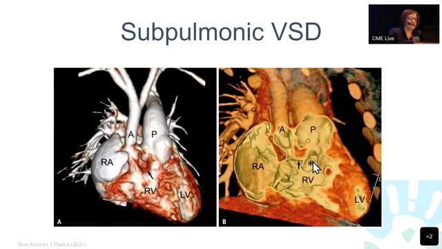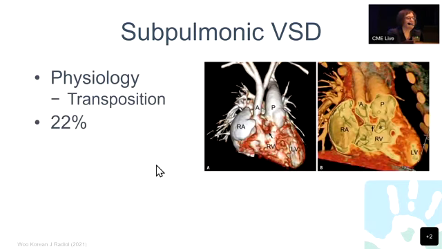Again, this asterisk shows us the VSD location, which is subpulmonic, and the aorta is sort of side by side, but off of the RV infundibulum. About 22% of double outlet right ventricles have a subpulmonic VSD, and these patients generally have transposition-like physiology.